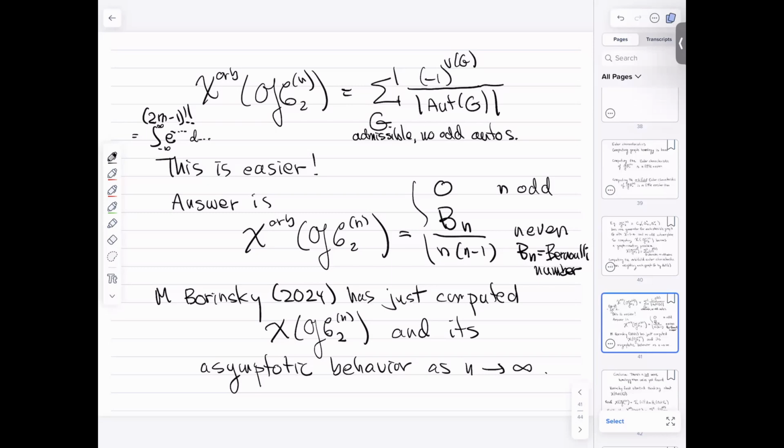Okay, so that was actually done by Kontsevich. Well, the answer was put in Kontsevich's original paper.